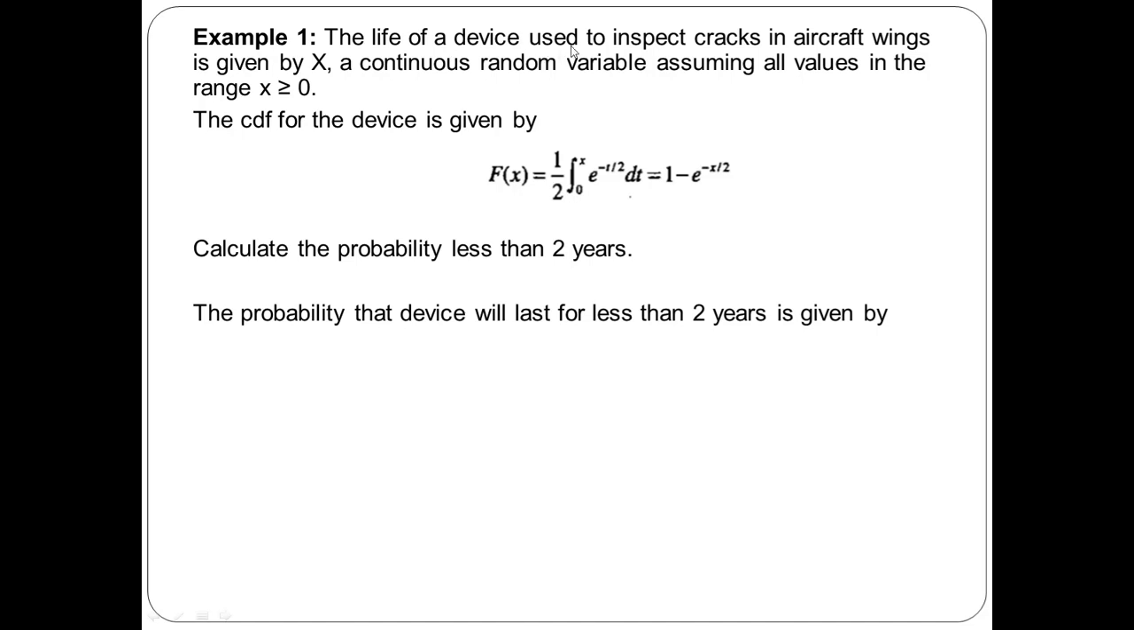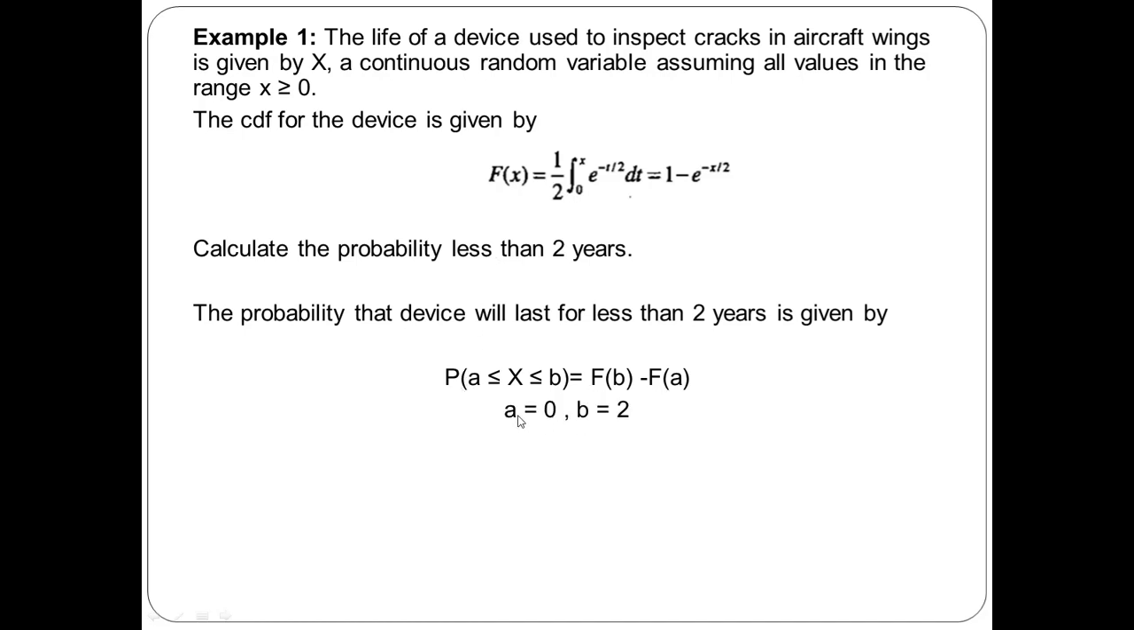The life of a device used to inspect cracks in aircraft wings is given by X, a continuous random variable assuming all values in the range x greater than or equal to 0. The CDF is given as follows. Here the continuous random variable is used, so we will use the formula of continuous random variable. We have to calculate the probability of less than 2 years. Less than 2 years means the upper boundary is 2 years and the lower boundary is 0. So we will use this term.